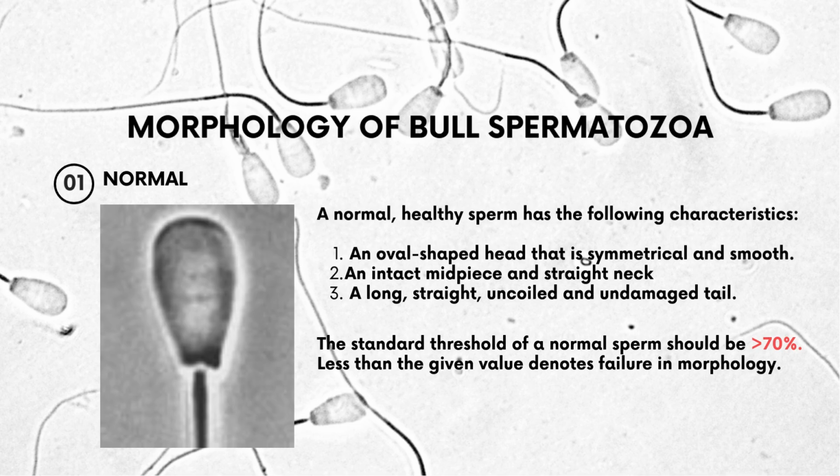Now, let's move on to the morphology of bull spermatozoa. Figure 1 shows the normal morphology of the bull spermatozoa. A normal, healthy sperm has the following characteristics: an oval-shaped head that is symmetrical and smooth, an intact midpiece and straight neck, a long, straight, uncoiled, and undamaged tail. The standard threshold of a normal sperm should be greater than 70%. This is the minimum threshold for a bull to be classified as a satisfactory potential breeder. Less than the given value denotes failure in morphology.